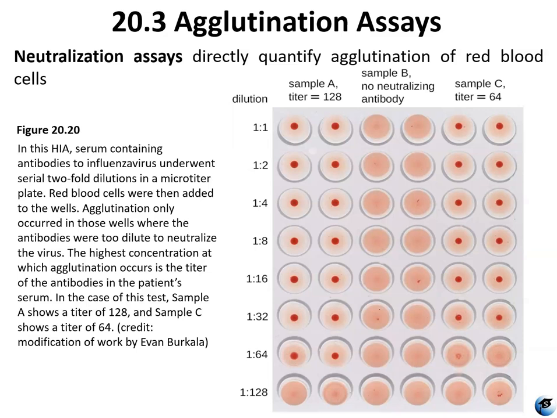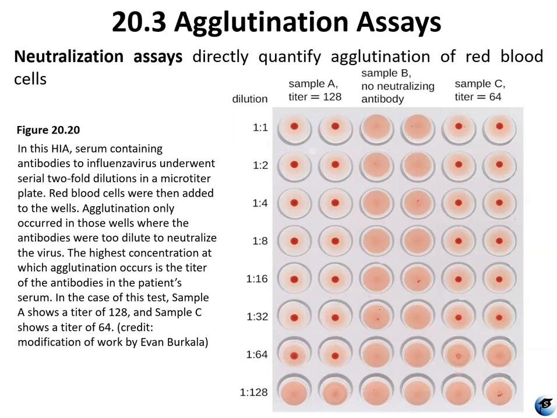Red blood cells were added to the wells, and you can see that agglutination is only occurring in the wells where the antibodies were not concentrated enough. In other words, there wasn't enough of the antibodies to neutralize the virus. The highest concentration at which agglutination occurs is the concentration of antibodies in the patient's serum.